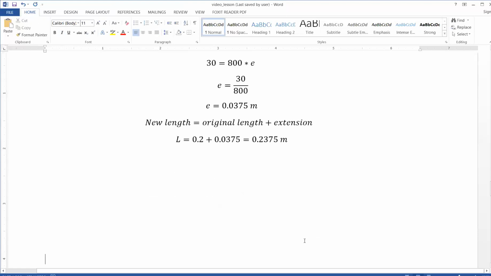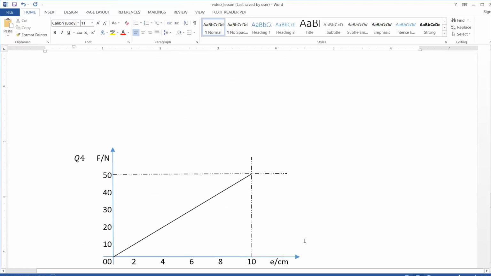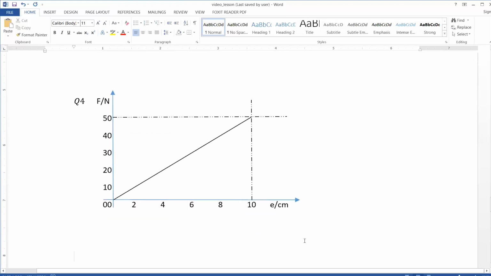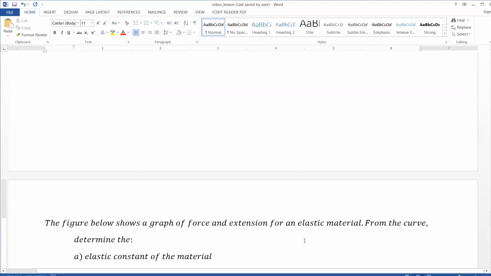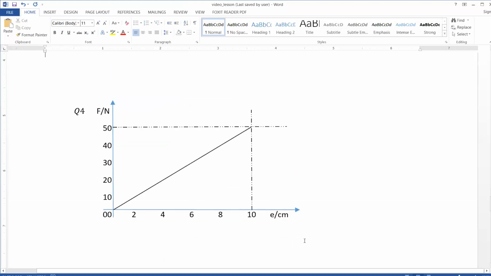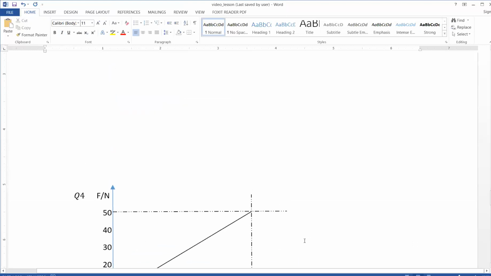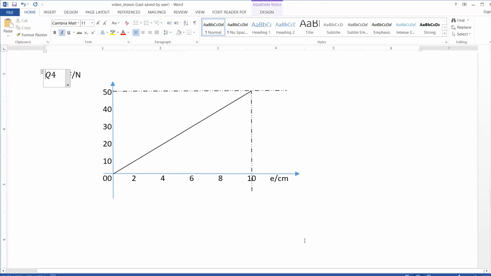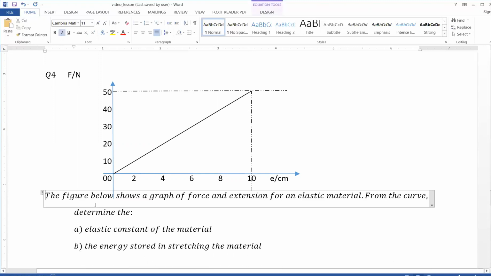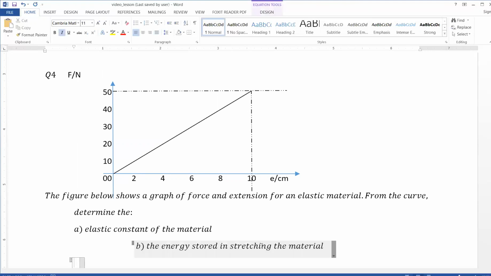Okay, let's look at the last question for this series. In this question, we are asked to use the data. Let me just pull it up. So from here, we're asked to do two things. First, to determine the force constant, and secondly, to determine the work done. So, solution.